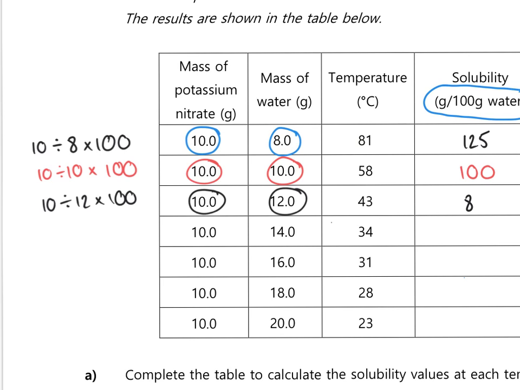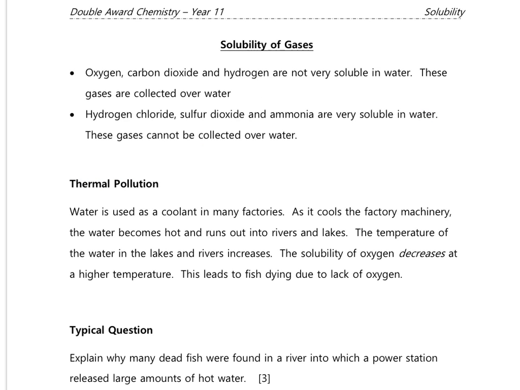Which gets you 83. And you can continue on and use that same method. But in order to scale it to 100 grams, divide by the mass of water that you had and times by 100. So this is on page 15.